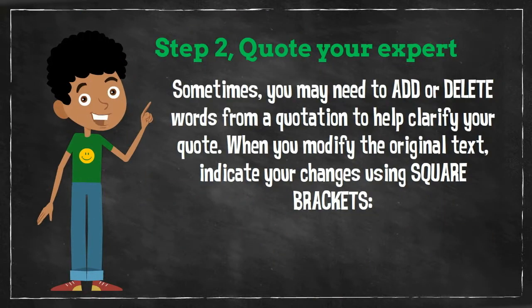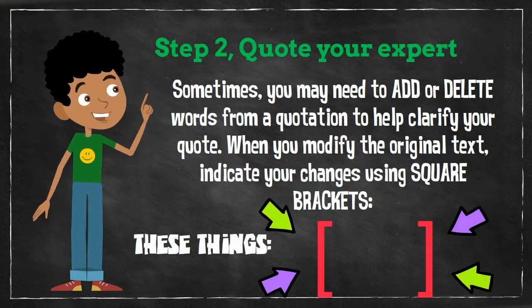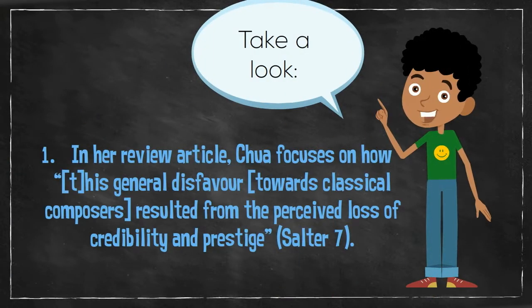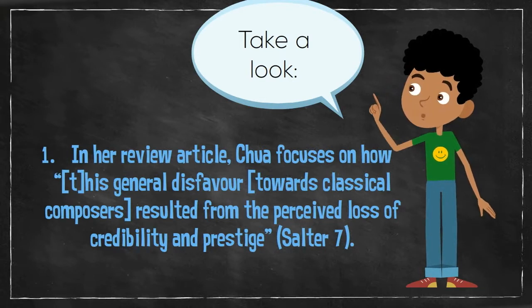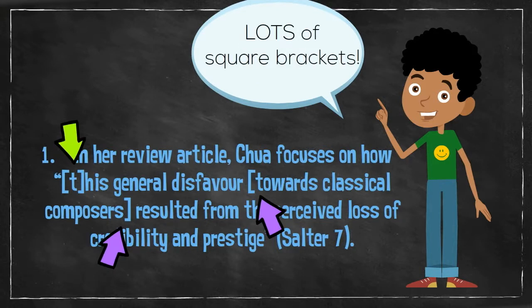Sometimes you may need to add or delete words from a quotation to help clarify your quote. When you modify the original text, indicate your changes using square brackets. Take a look. In her review article, Schwa focuses on how this general disfavor toward classical composers resulted from the perceived loss of credibility and prestige. Lots of square brackets!